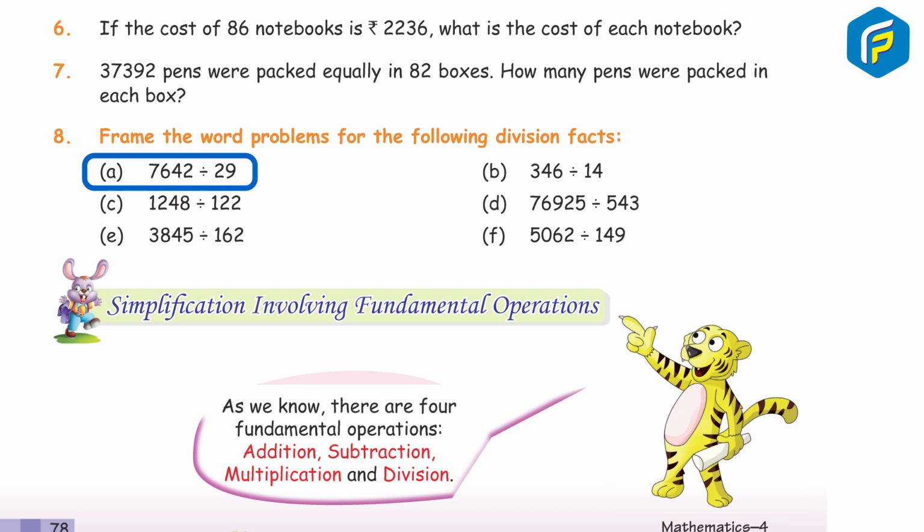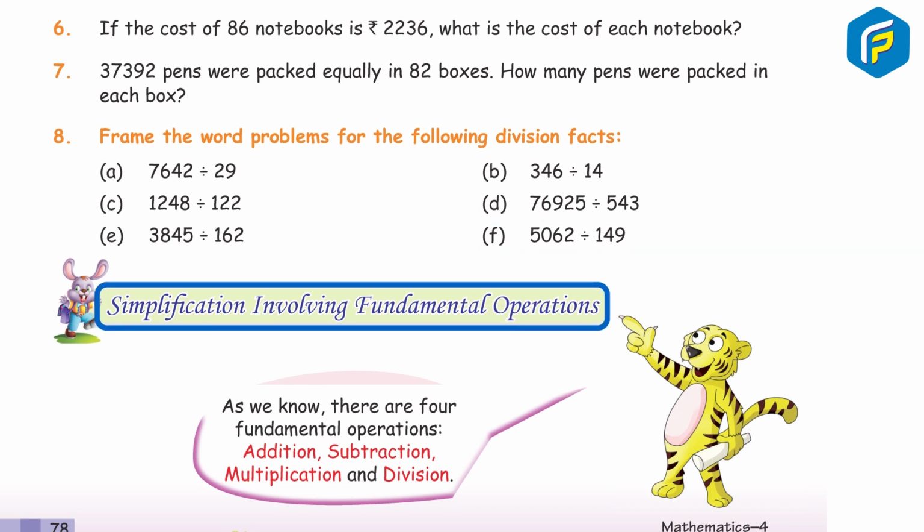7,642 divided by 29. B. 346 divided by 14. C. 1248 divided by 122. D. 76,925 divided by 543. E. 3845 divided by 162. F. 5062 divided by 149.